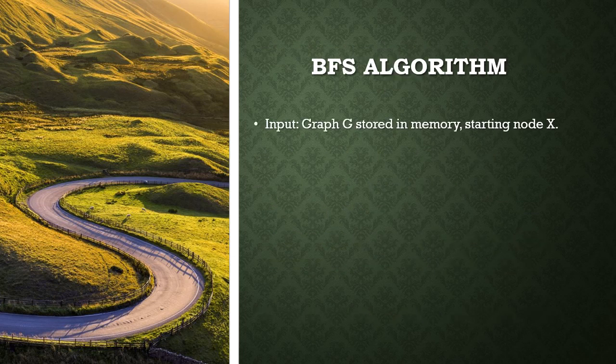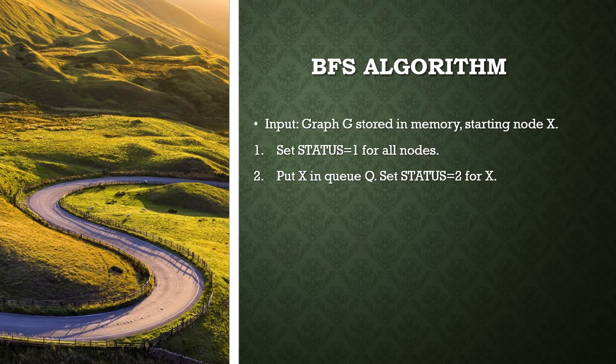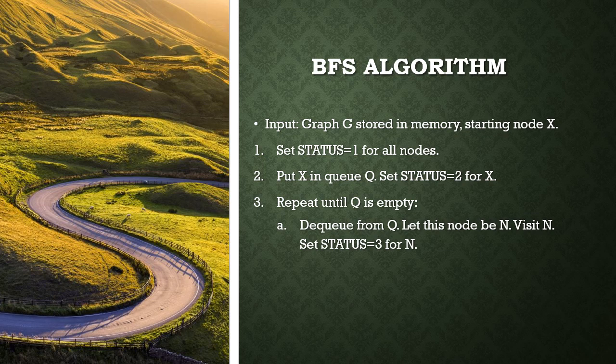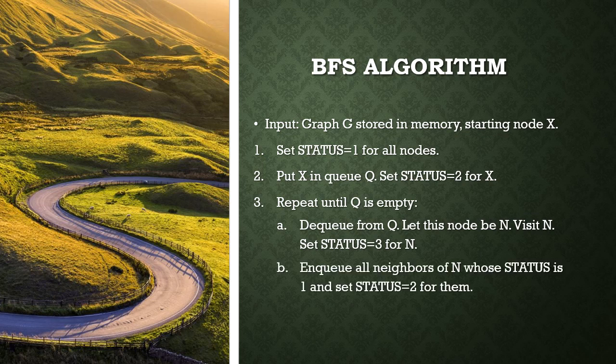BFS algorithm. The input is a graph G stored in memory and a starting node X. Step 1. Set status equal 1 for all nodes. None of them has been visited yet. None of them has been added to the queue. Step 2. Put X in queue called Q. Set status equals 2 for X. Step 3. Repeat until Q is empty. A. DQ from Q. Let this node be N. Visit N. Set status equals 3 for N. B. NQ all neighbors of N whose status is 1 and set status equal to 2 for them. Step 4. Exit.